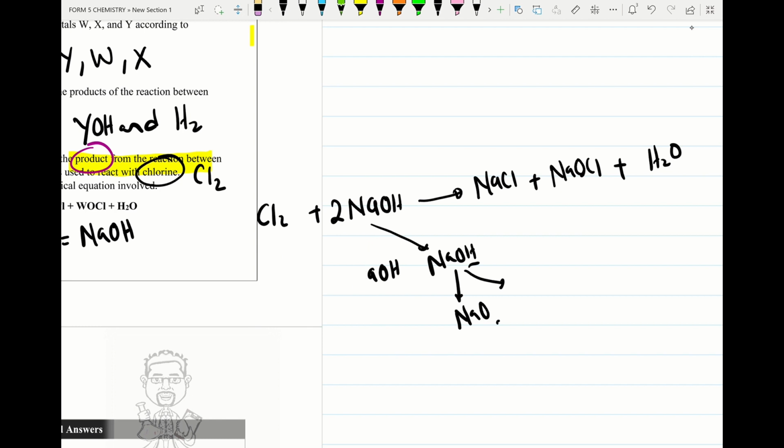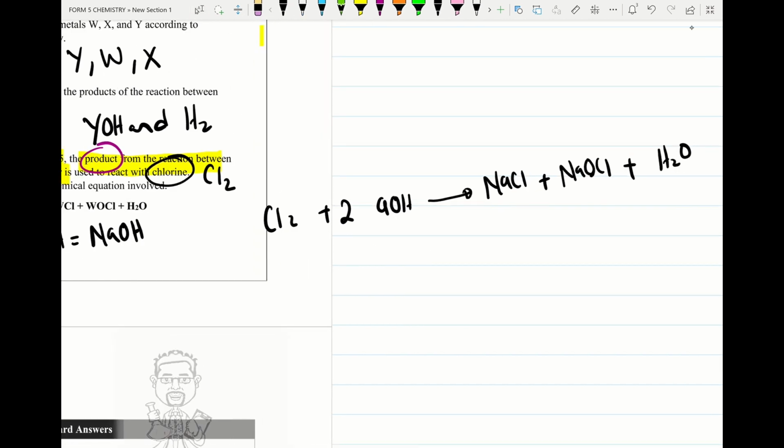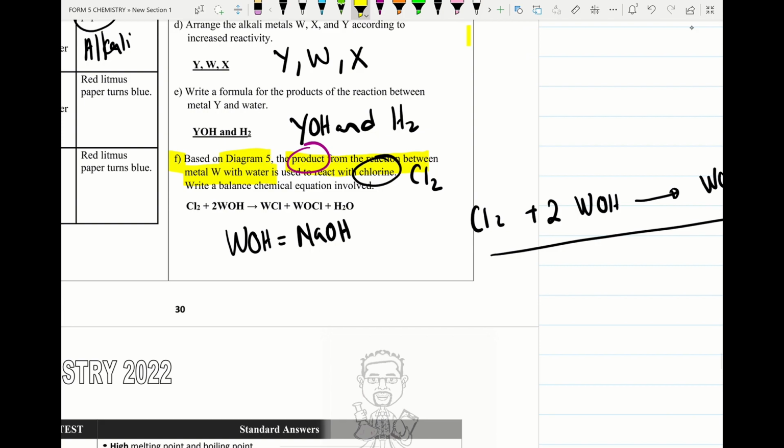All right, so now the chloride we change with W. The sodium we change with W. So this one will be W. So this is the answer that students should write. The answer is given here.